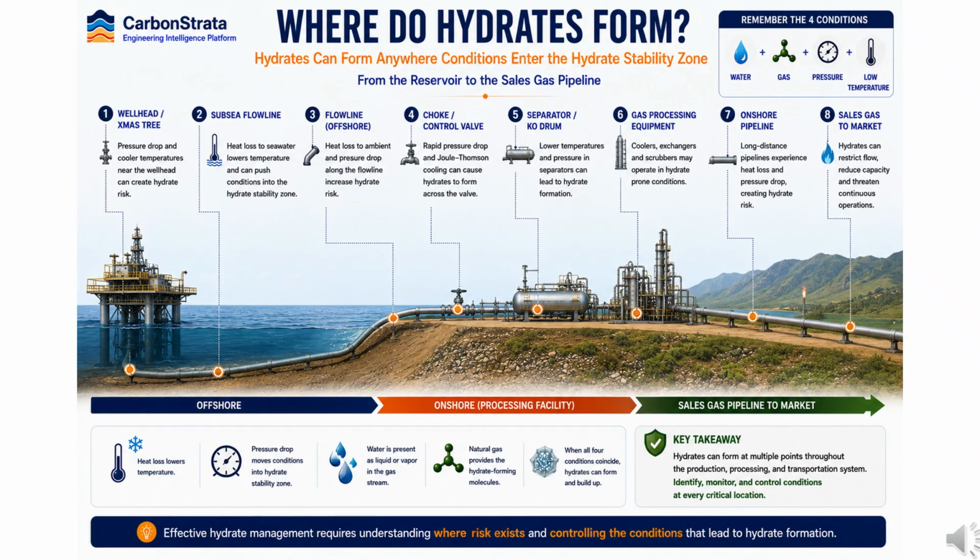Even onshore pipelines can experience hydrate problems during winter conditions or rapid pressure reductions. Understanding where hydrates are most likely to form allows engineers to place monitoring systems, dehydration units, and chemical injection points at the most effective locations. Hydrate management begins with identifying the highest risk sections of the production system.